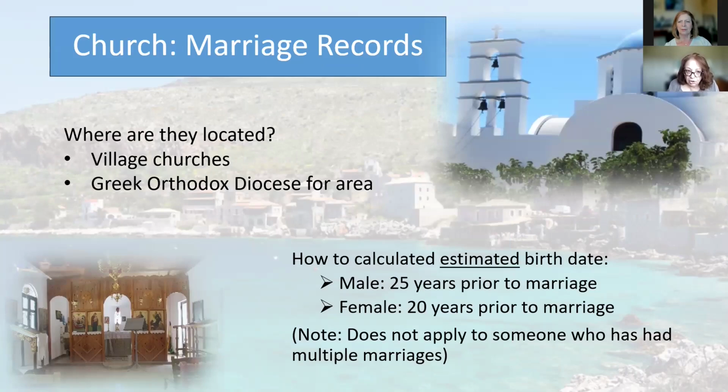Okay, church marriage records. Where are they located? We have them located in village churches and at the Greek Orthodox diocese by area. So how to calculate an estimated birth date? If the marriage record doesn't give a birth date, you might say that the male was born 25 years prior to marriage, the female 20 years prior to marriage. Now, first, this isn't perfect. This is an estimate. It does not apply to someone who has had multiple marriages, which is very true. You'll see that later on.